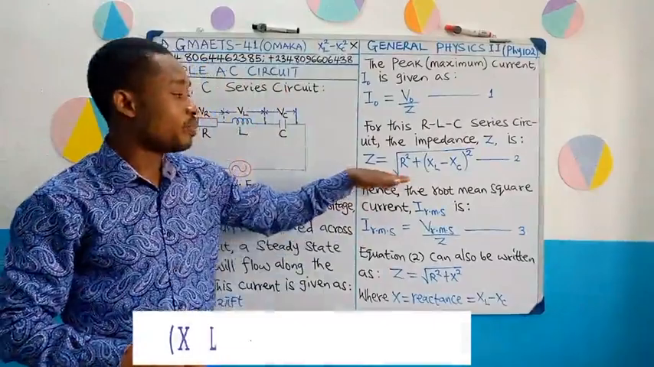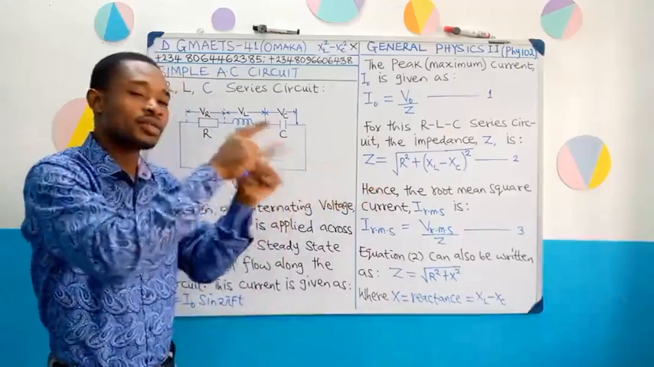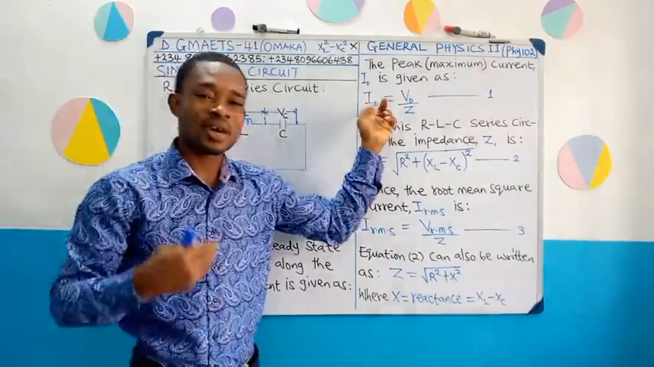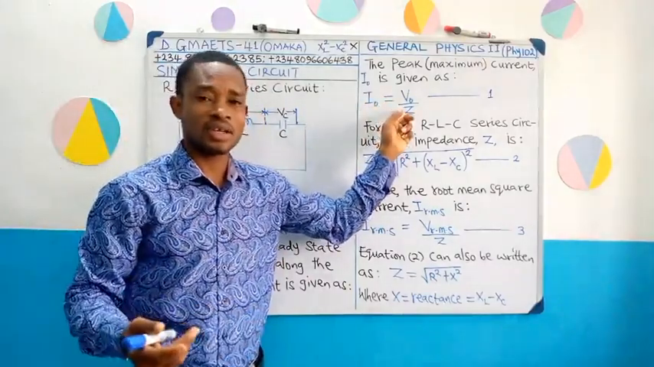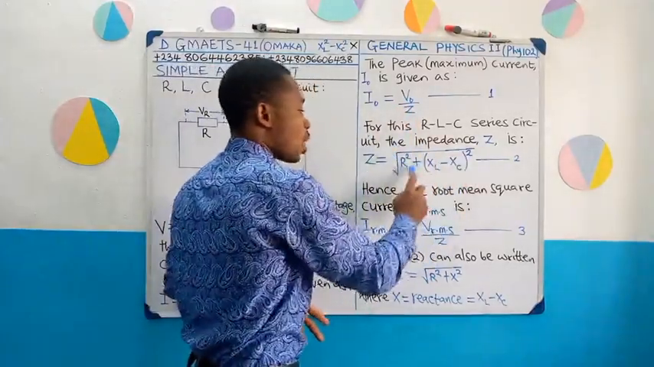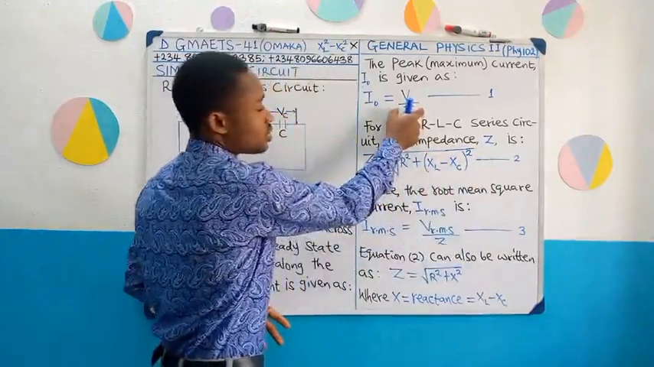Okay, now we know the impedance in this circuit, the opposition to the flow of current in this RLC series AC circuit. All we need to do now to get our peak current is to substitute that value here. Is that okay? It means that in place of this Z, you can actually copy this square root, R squared plus open bracket XL minus XC, close the bracket square. You can actually substitute it for Z here.